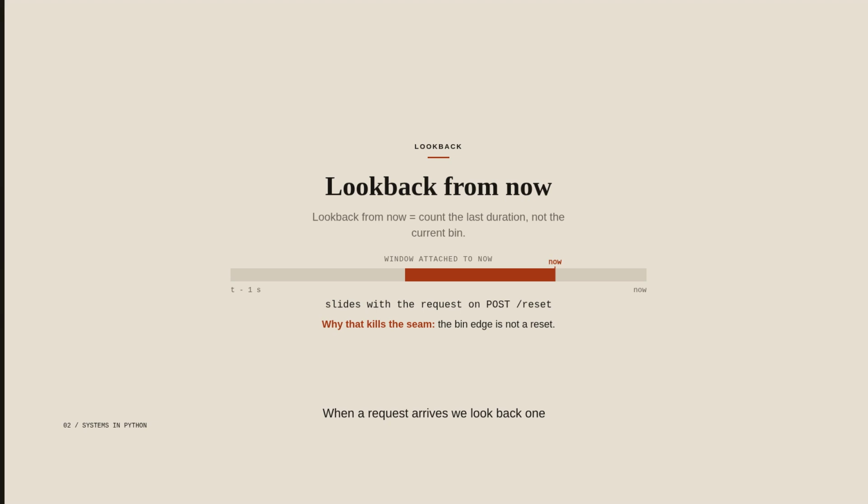When a request arrives, we look back 1 window from now, not from a bin edge. The count is only the timestamps inside that moving duration. Look back from now kills the seam, because the edge of a wall clock bin is no longer a reset. The seam has nowhere to sit. Every arrival brings its own look back, so 2 bins cannot each grant a full limit.